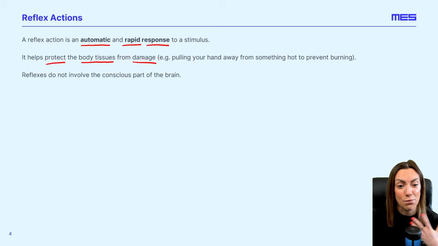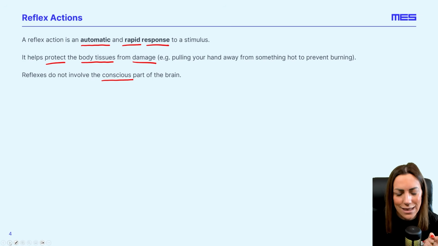So for example, to prevent burning if we touch something that's really hot, or to prevent damage to our retina if the light intensity is too high. But it's really important to remember that reflexes do not involve the conscious part of the brain. So you don't have to think about them. And this is why they are so fast. And this is why we say they are automatic.